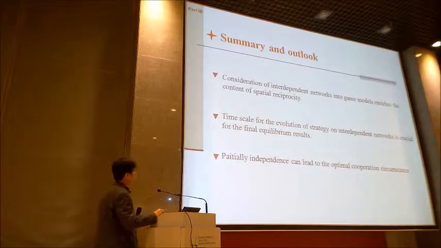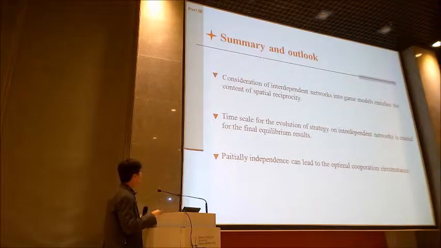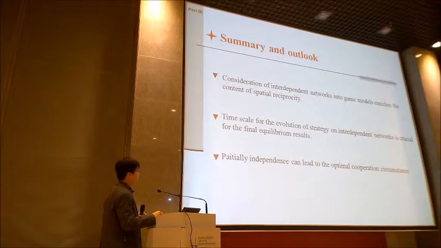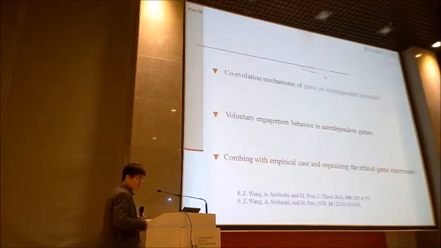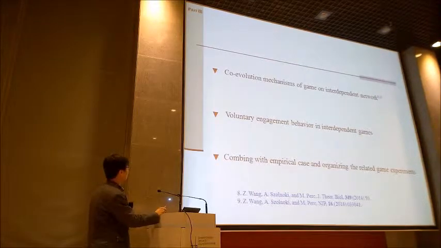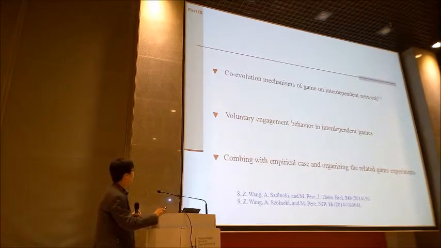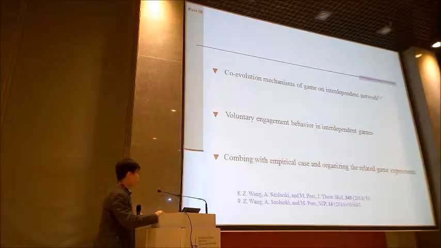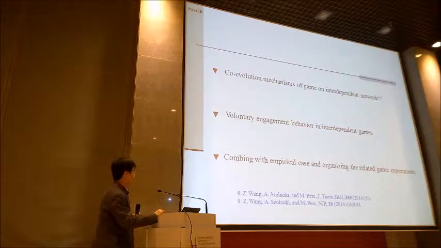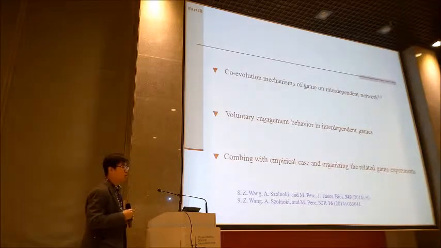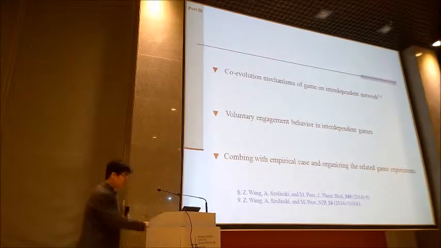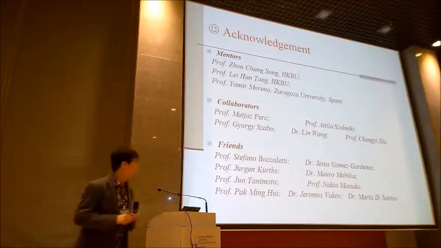We consider the interdependent network, and this type of framework can enrich the content of spatial reciprocity. And the time scale for evolution of structure on interdependent networks is crucial for the final equilibrium result. And the partial interdependence can lead to an optimal case. In the analysis, we also studied the impact of co-evolution mechanisms, but due to the limitation of time, I don't show the result here. And now we are considering the influence of volunteer behavior, and we are planning to organize the related experiment in Spain and China.